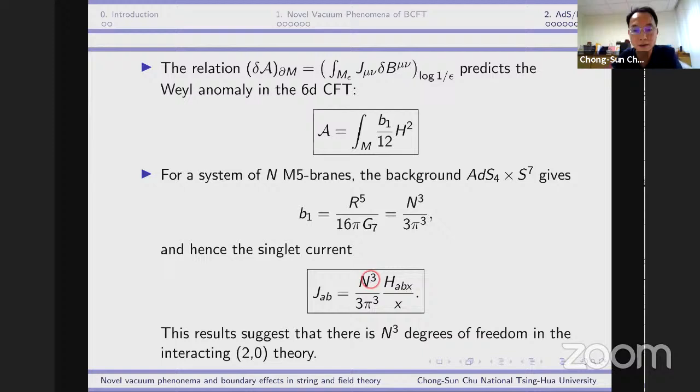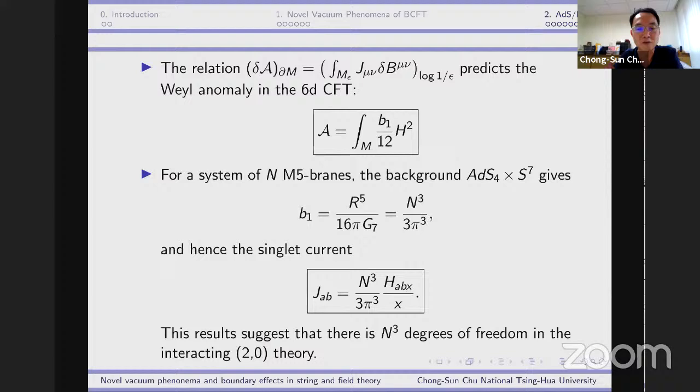Normally this induced current, if you go back to four dimensions, is obtained from the one-loop effect. Now we don't know how to do it in the (2,0) theory, but assuming that it still has a direct relation with the degrees of freedom circulating in the interacting theory, it would suggest that there is indeed N cubed degrees of freedom in the (2,0) theory, which is something which people have suspected for a long time, with evidence from entropy computation, etc.